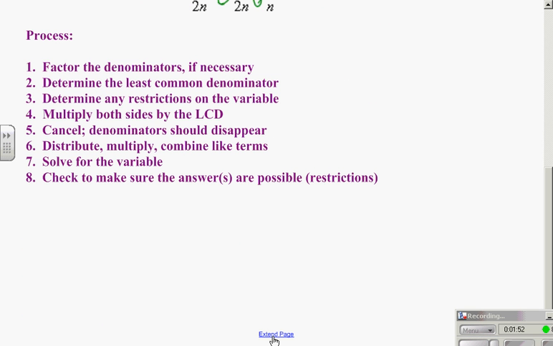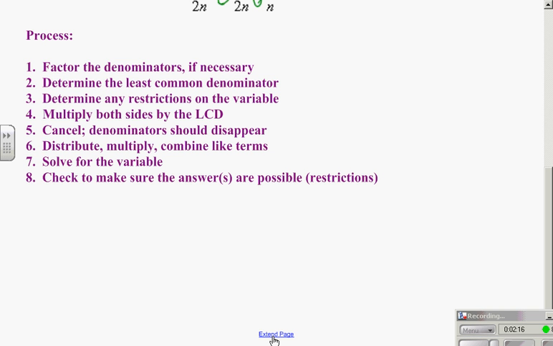We're going to go through an example with these, but just to run through them quickly. We are going to factor the denominators if necessary. We're going to determine the least common denominator. We're going to determine any restrictions on the variables. Anytime you deal with fractions, there are things that the variable can't be because you can't ever have 0 in the denominator of your fraction.